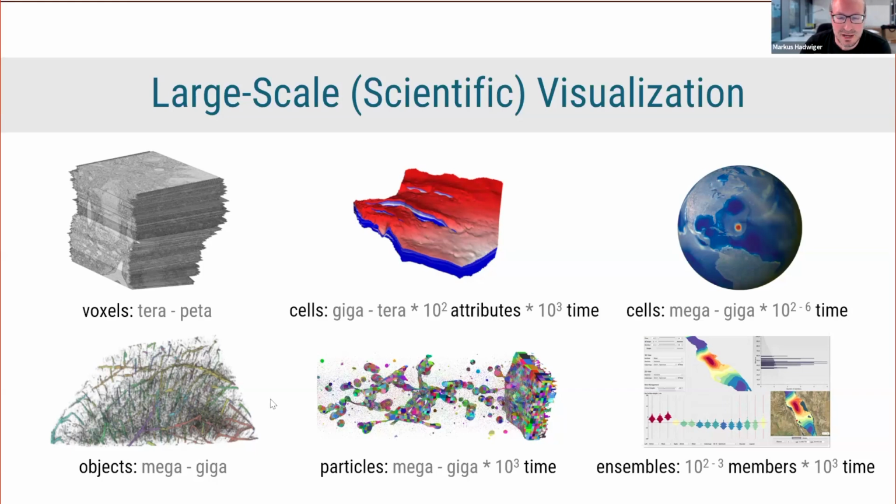We also did some work in particle data from material science data sets, for example. Also important are simulations that are ensembles. So for each time step, you don't have one data set, but you have many data sets for different parameters or different probabilities. So all of these kinds of things can lead to very large data in our context. So these are all examples from our work.